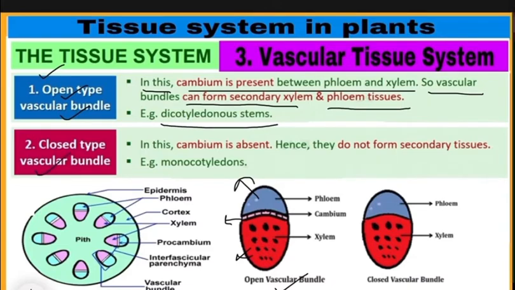Second type is closed type vascular bundle. In this, cambium is absent. See the diagram here. This is phloem, this is xylem, but there is no cambium present between phloem and xylem. So this is the closed vascular bundle. Hence they do not form secondary tissues and they are found in monocotyledons.